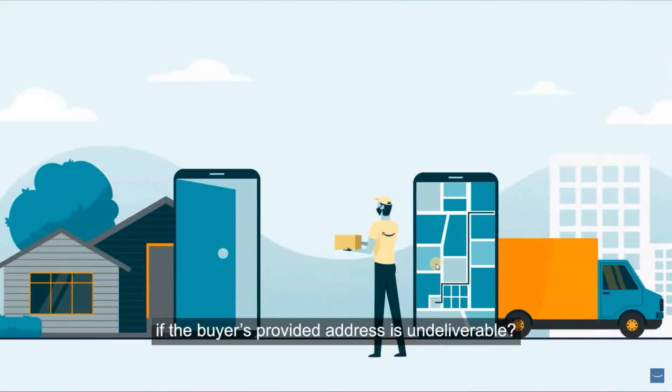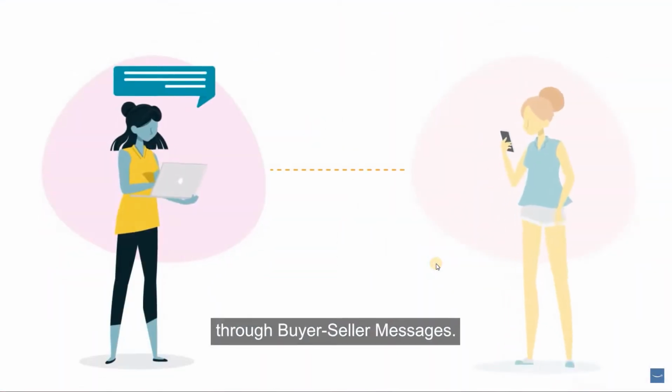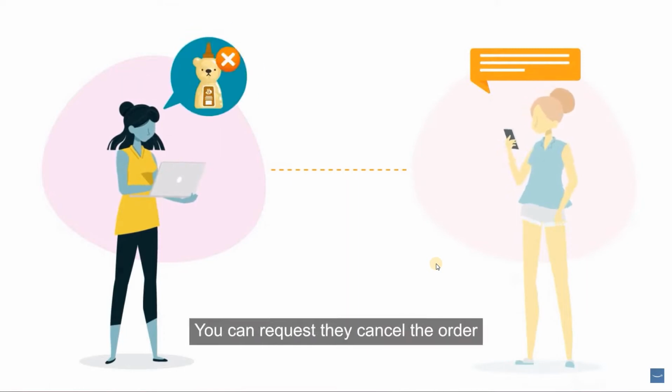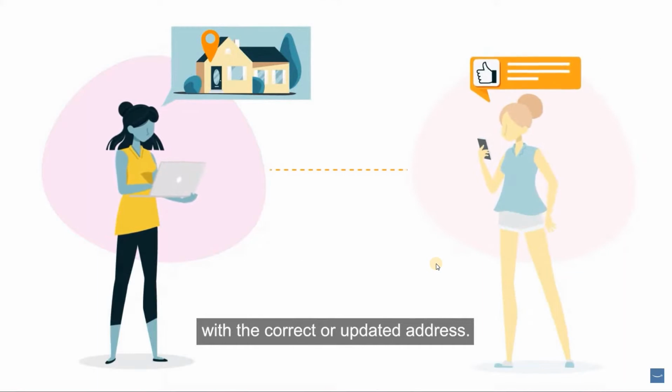So what should you do if the buyer's provided address is undeliverable? If you haven't shipped the order yet, you can contact the buyer through buyer-seller messages. You can request they cancel the order and place a new one with the correct or updated address.